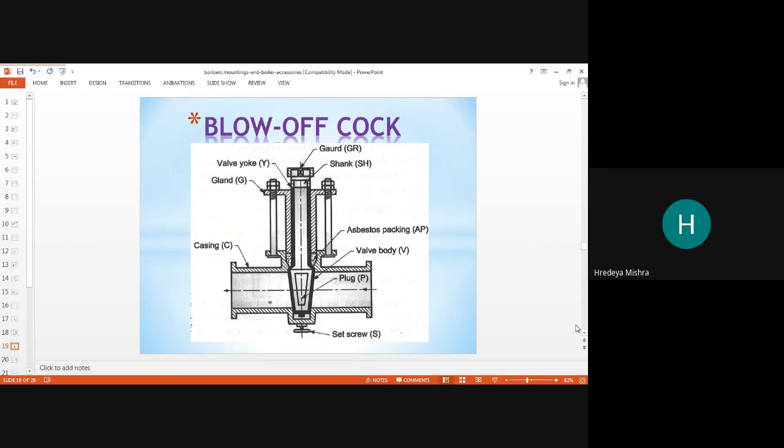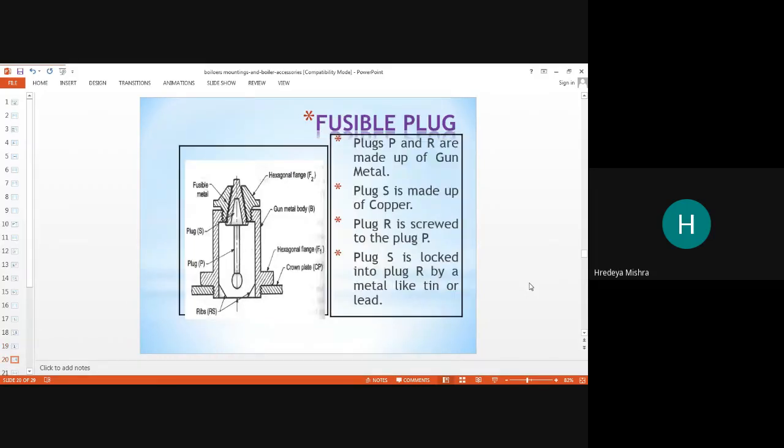The same thing happens here. If the temperature is very high or the pressure is very high, this cock melts and the pressure is released, which saves the boiler from blasting. Okay, so it saves the boiler from high temperature and high pressure.